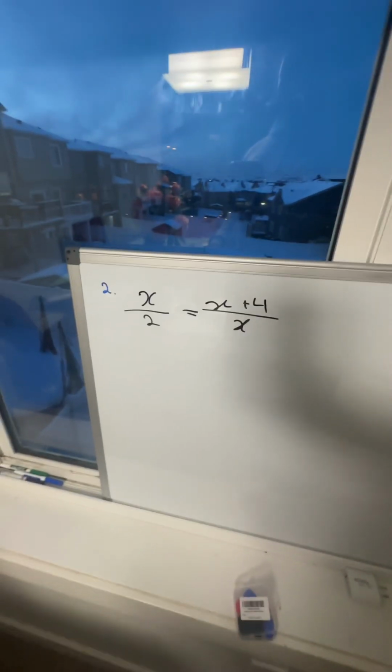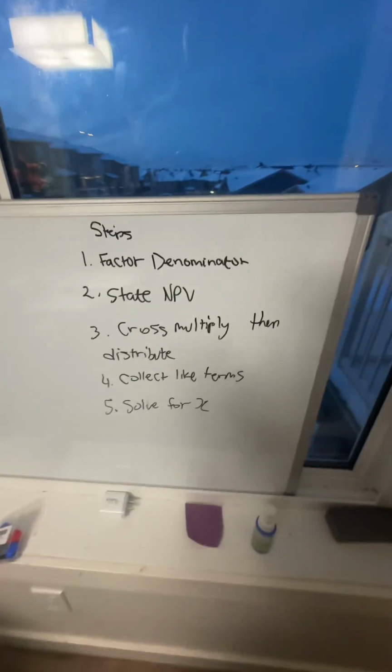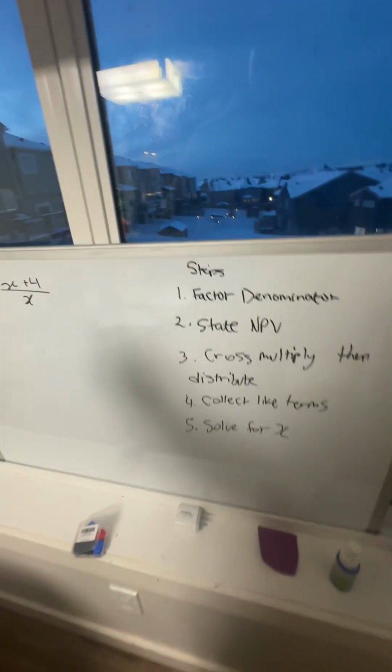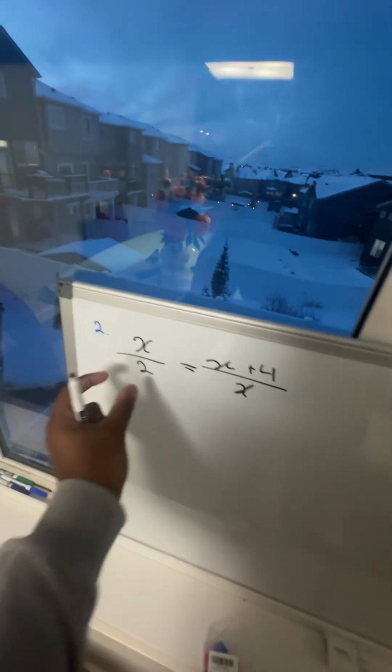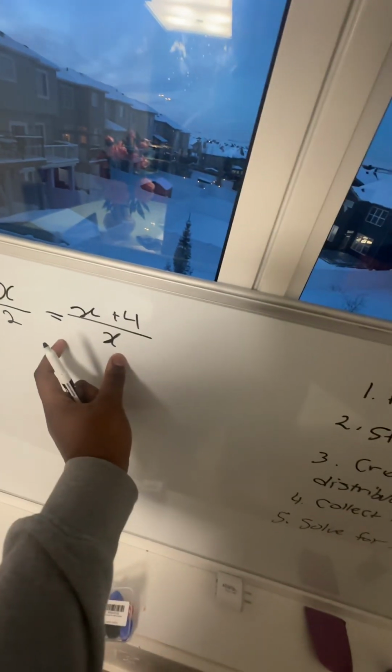So this is for number 2. Yeah, number 2, on the activity sheet. This is a question, and then I kind of summarized the steps. So first, these are the steps for solving a fraction to fraction question.